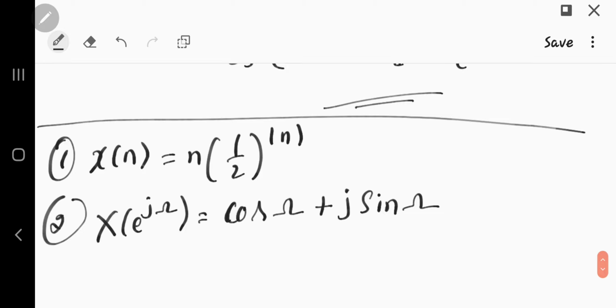In the next video, I'll take some problems on inverse DTFT as well. Try these two problems on your own to get the end result. I hope you have understood the method that I used to solve this problem.